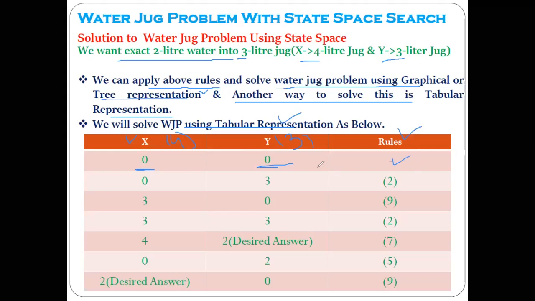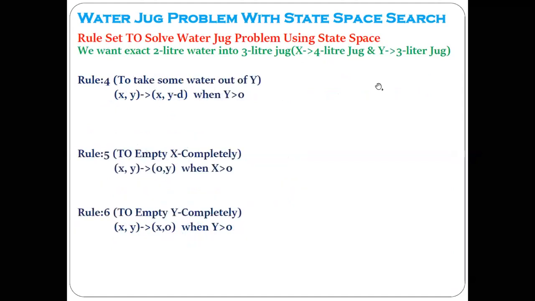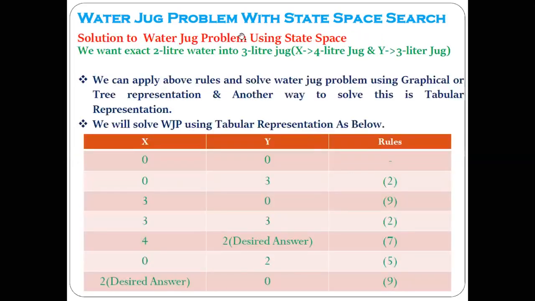And then if the jugs are not empty, and if you want to make the jugs empty, then you can apply a rule for that. To empty the jugs, you can utilize the 5th and 6th rules. If you want to empty X completely, you can utilize one of these rules, and if you want to empty Y completely, you can utilize the other. But initially we have to assume both the jugs are empty. So X equal to 0, Y equal to 0, and that's why I have mentioned a dash there.